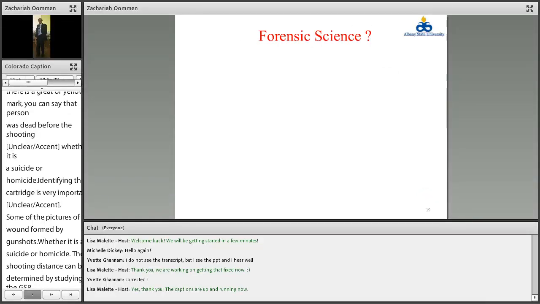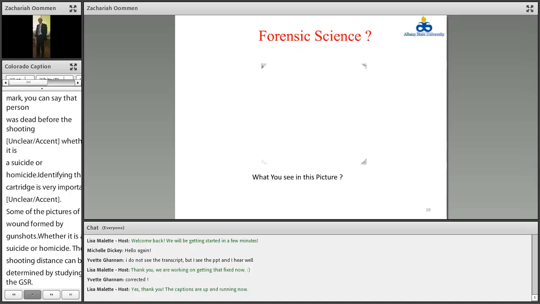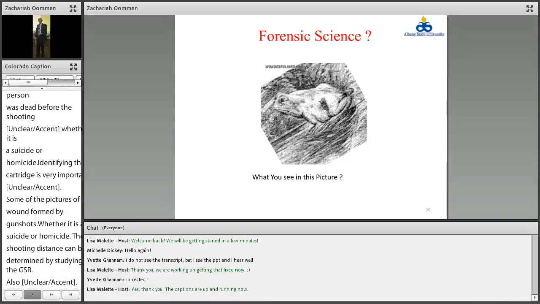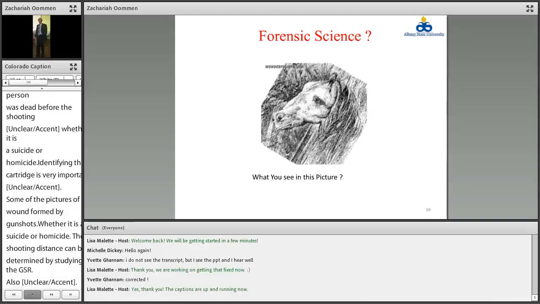And just for a commercial break, let me show you this picture. So here you see a frog, am I right? And now what do you see?